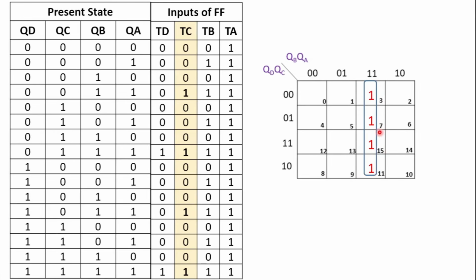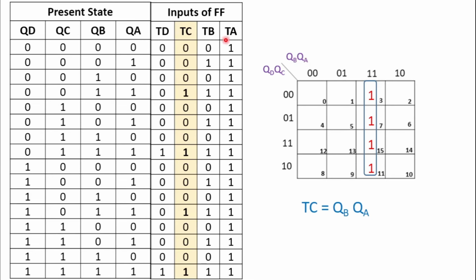So these 4 ones are grouped together, and as they occupy the entire column, I will just look at the column section. So the column is 1 1. 1 1 means 1 is QB and this one is QA. So the expression for TC will obviously be QB into QA. Now what is the next step?